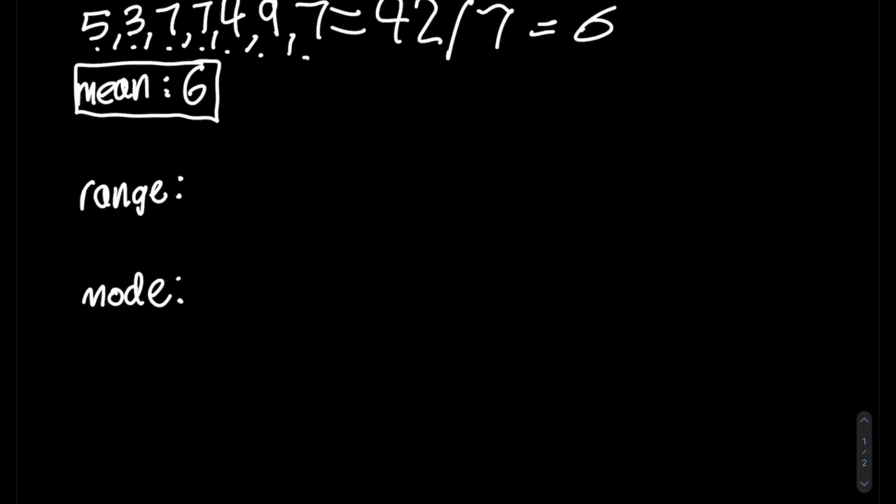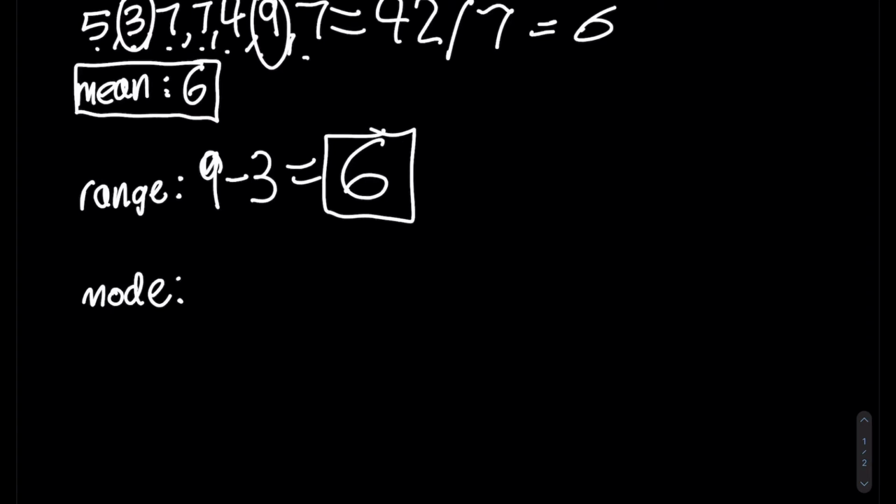Let's move on to the range. A little bit easier to calculate. Again, we just have to look for the largest number. We have 9. And the smallest number, here we have 3. And subtract these together. So the range is going to be equal to 9 minus 3, which is equal to 6. Again, that is going to be our range.